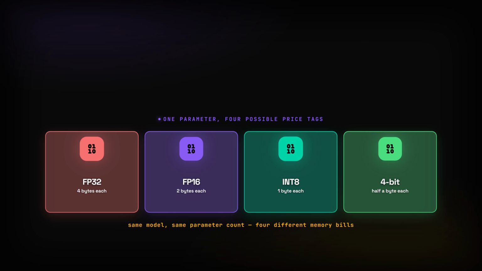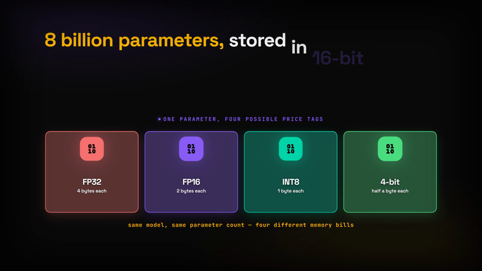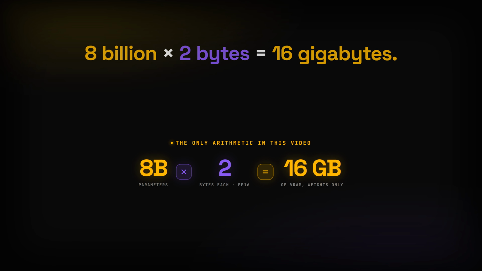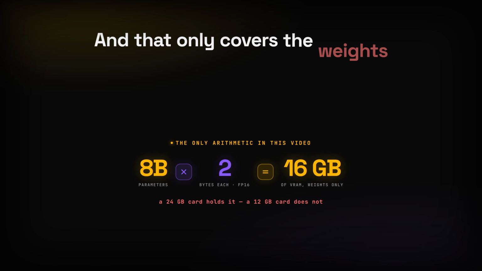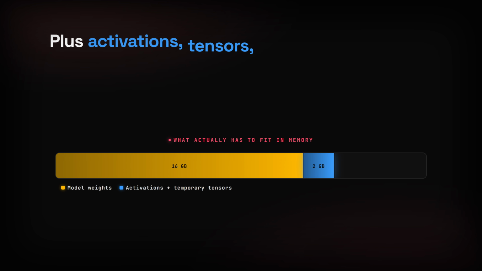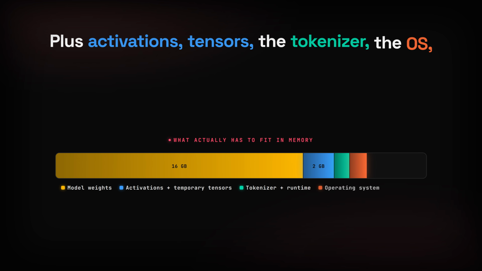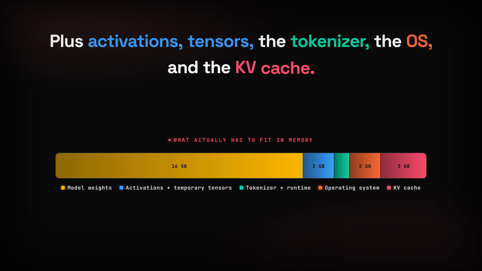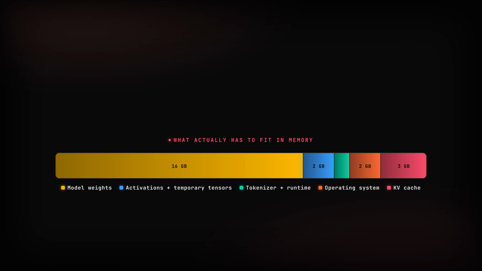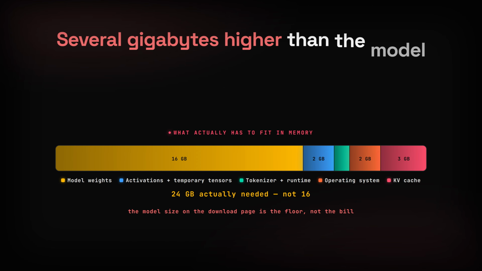For instance, a model with 8 billion parameters stored in 16-bit floating point requires approximately 8 billion times 2 bytes, that is 16 gigabytes. This estimate only covers the model weights themselves. Additional memory is needed for activations, temporary tensors, the tokenizer, the operating system, and the key value cache used during inference. Consequently, actual memory requirements are usually several gigabytes higher than the raw model size.